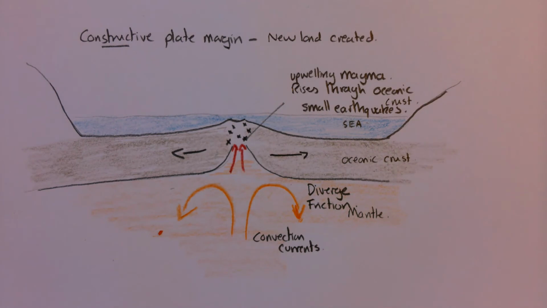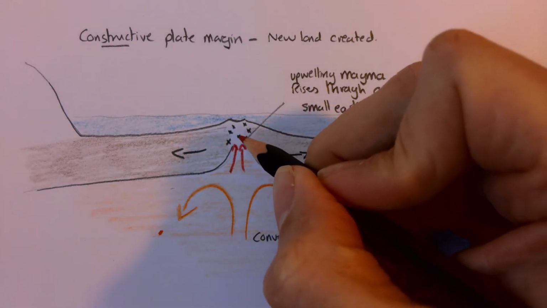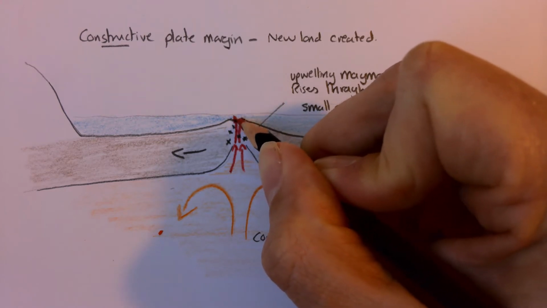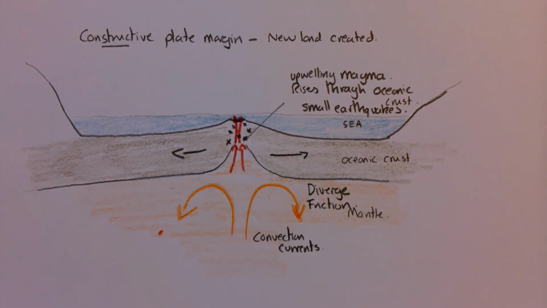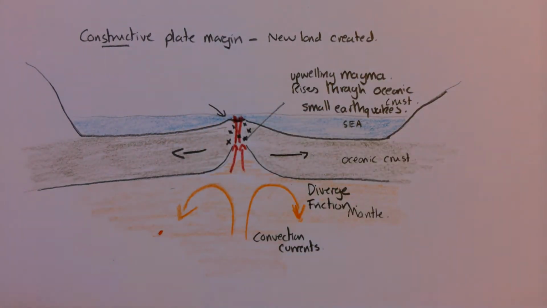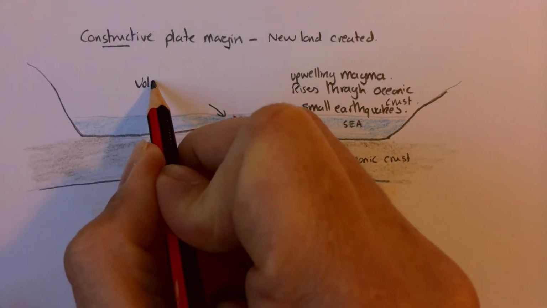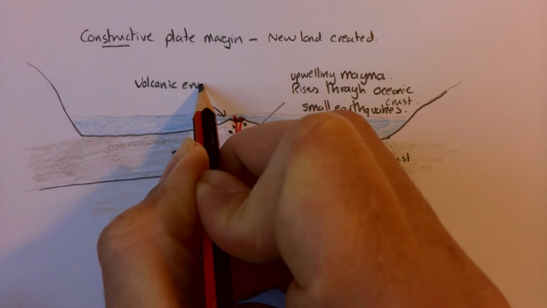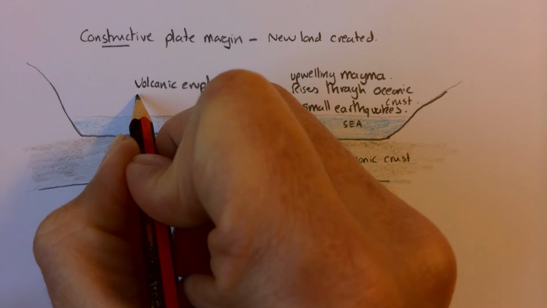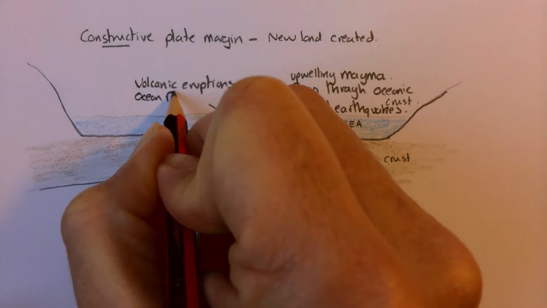So one of the types of tectonic activity that we will find at constructive plate margins are small earthquakes. The magma will continue to rise, and there are often volcanic eruptions underneath the sea that build to form an ocean ridge. So we have volcanic eruptions, another type of tectonic activity, building to form ocean ridges.